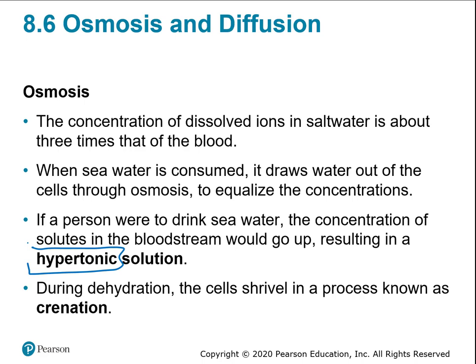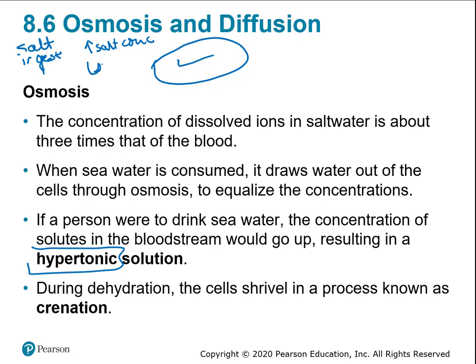But if something happened and somebody drank seawater, then that means they're ingesting a lot of salt. Okay, so if you ingest a lot of salt, what happens to the salt condition outside of your cells? The salt goes up, right? So we're going to increase the salt concentration, which means comparatively, if there's more salt, there's less water. Higher salt conditions lower our water.